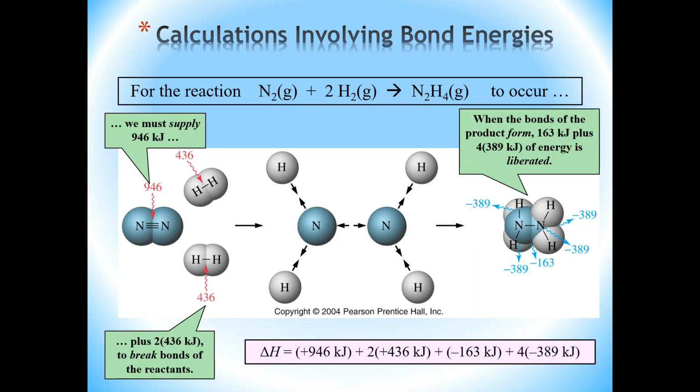946 plus 2 times 436 minus 163 plus 4 times minus 389. According to my calculations, this works out to a final answer of 99 kilojoules. Where should I put that here? 99 kilojoules. That would be the answer to this question.